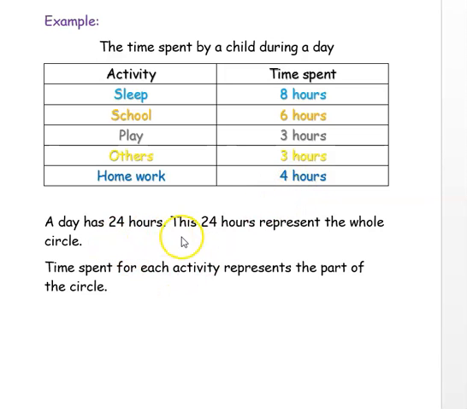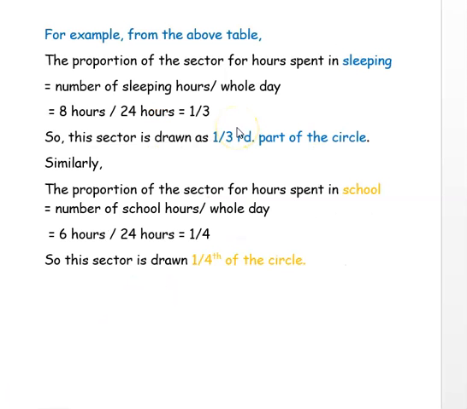So a day has 24 hours. This 24 hours represents the whole circle. If you add all these things, you will get 24 hours. Now the time spent for each activity represents a part of the circle. This 8 hours is one part, 6 hours, 3 hours, 4 hours, all these represent each part of the circle. So 24 is the whole, and each hour based on the activity is a part of the circle. Now let's see how to divide the whole circle into sectors based on the given information.